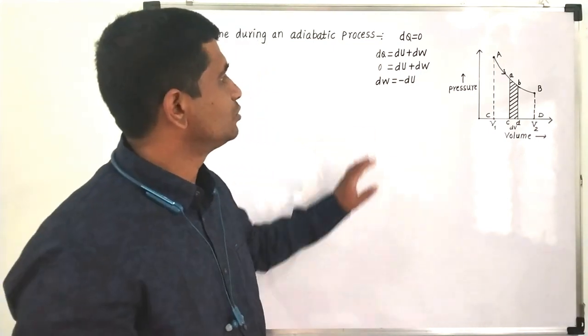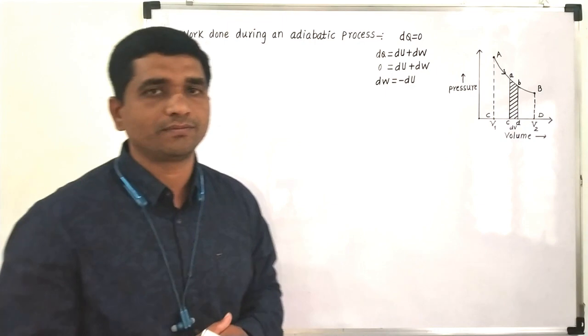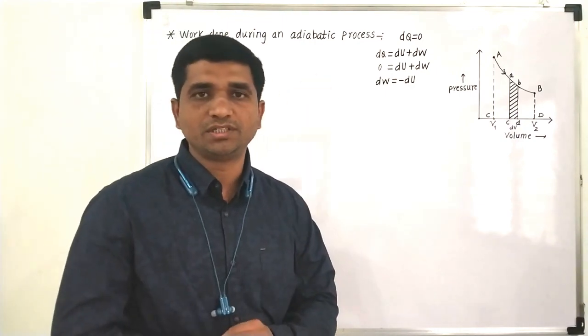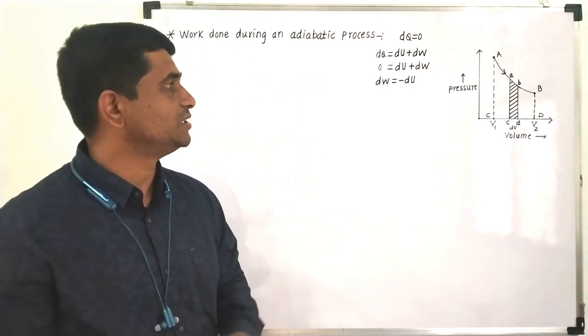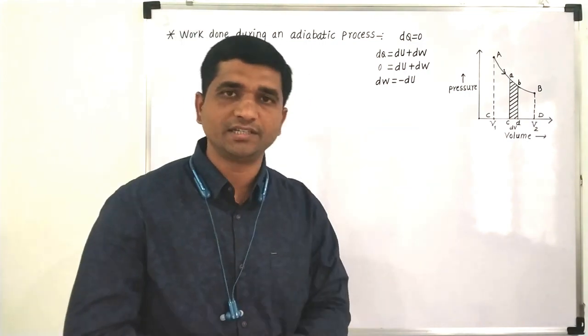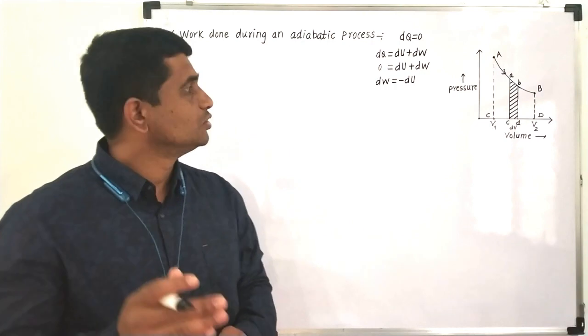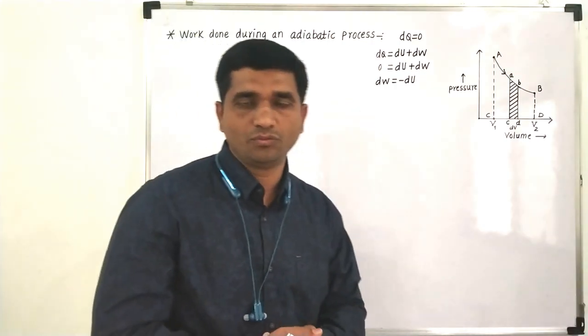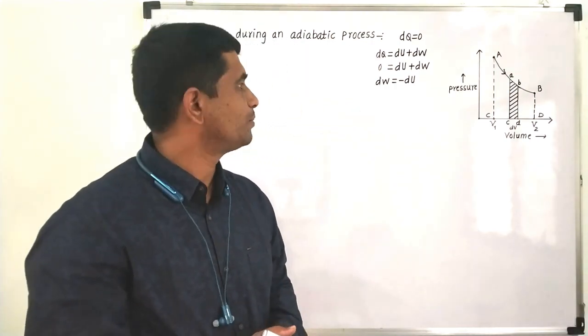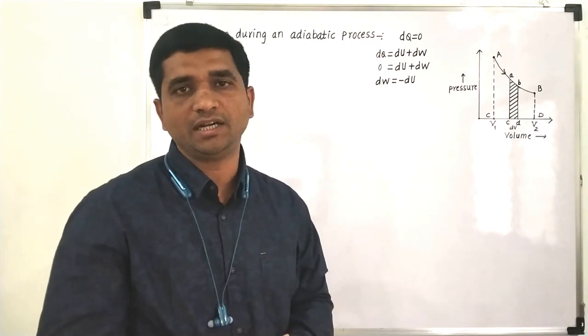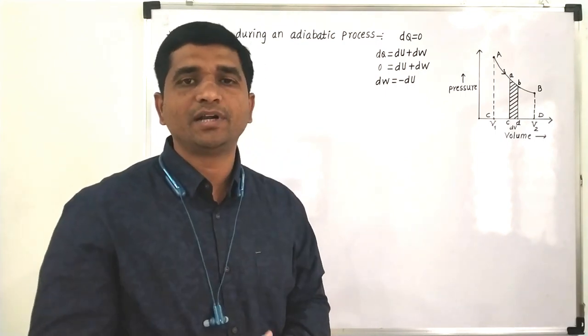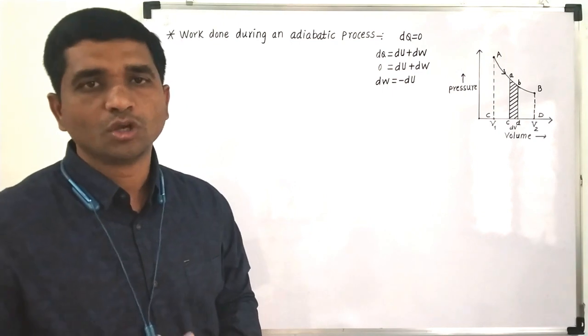So in case of an adiabatic process, if you have an adiabatic expansion, the internal energy decreases, which means the temperature of the system goes on decreasing. The work done we get in this kind of process is at the expense of the internal energy. It means in an adiabatic process the temperature of the system goes down.